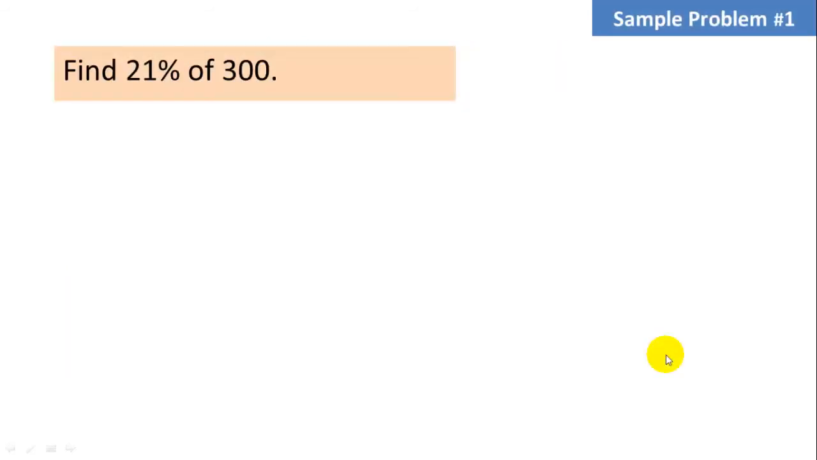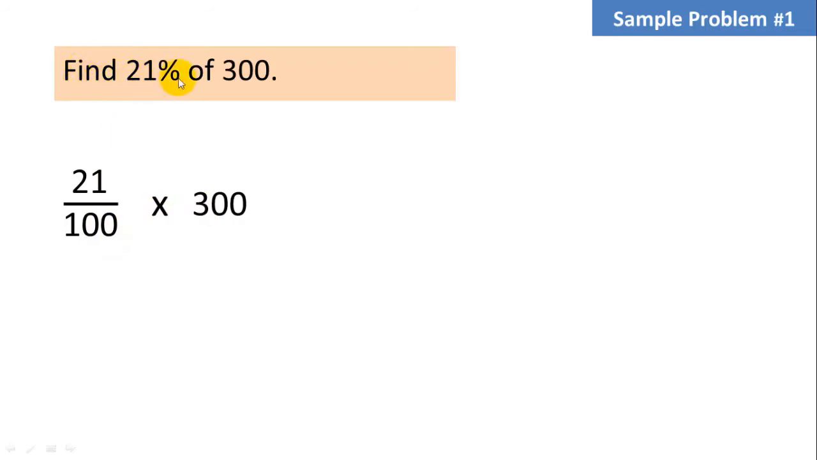Now let's look at some sample problems. Here's an easy one. Find 21% of 300. Now there are a couple of different ways to solve this, and I'll show you 2 of them. So 21 over 100 is what 21% means. So we converted this 21% to a fraction by just putting it over 100, as we just demonstrated before. And then we multiply that by 300.